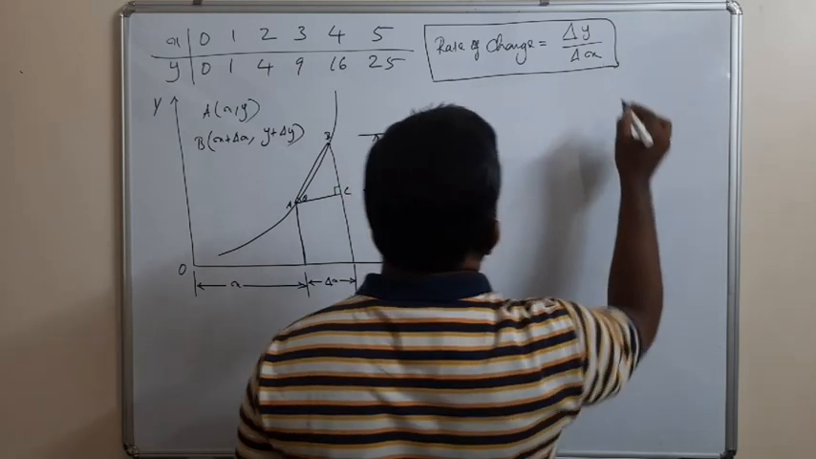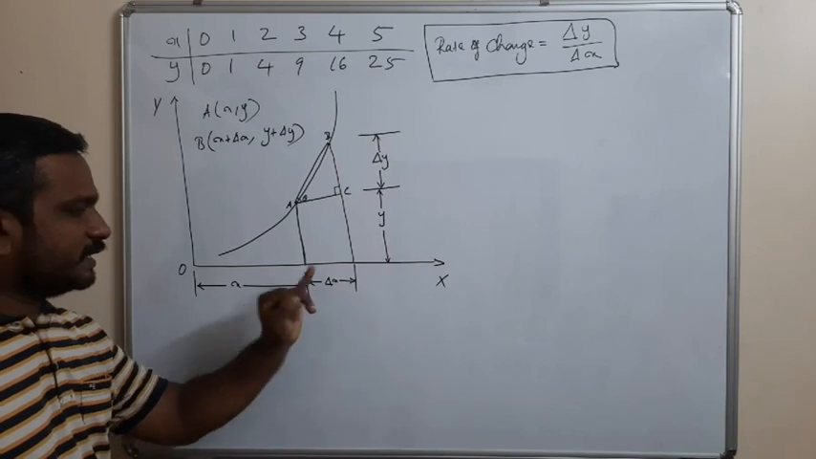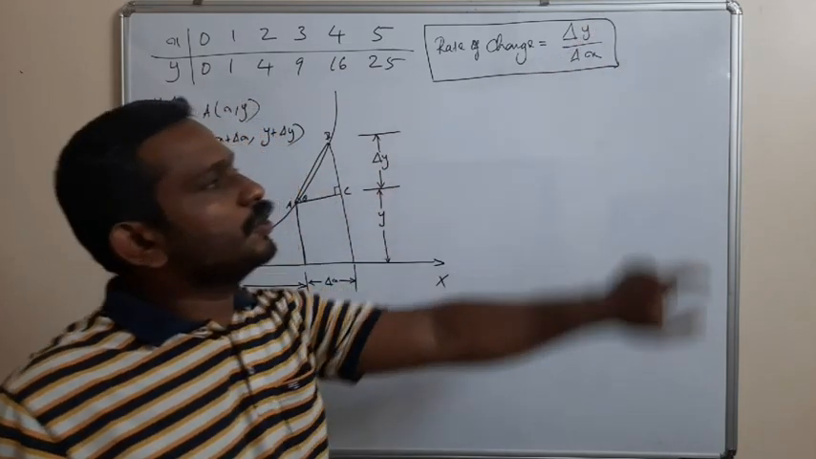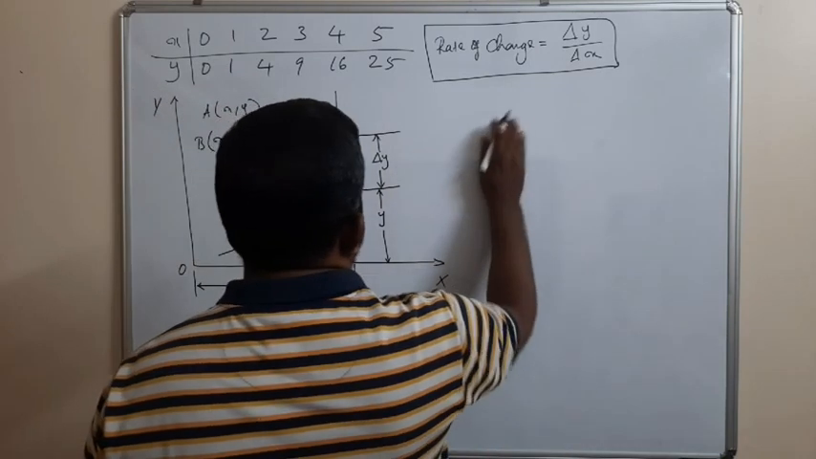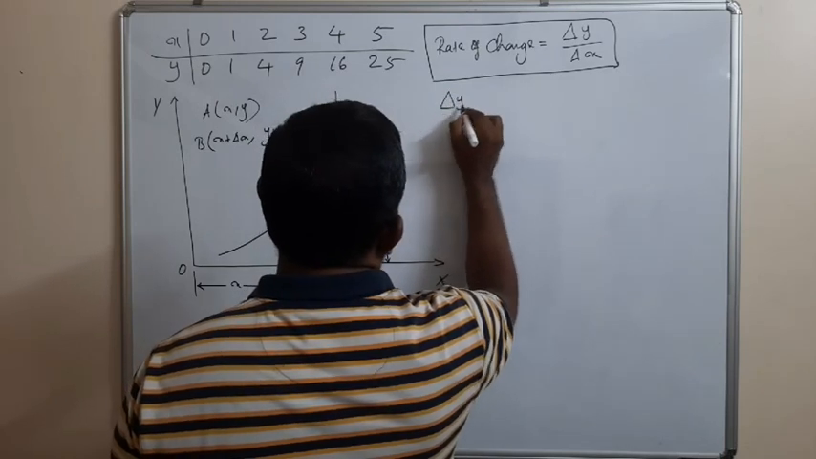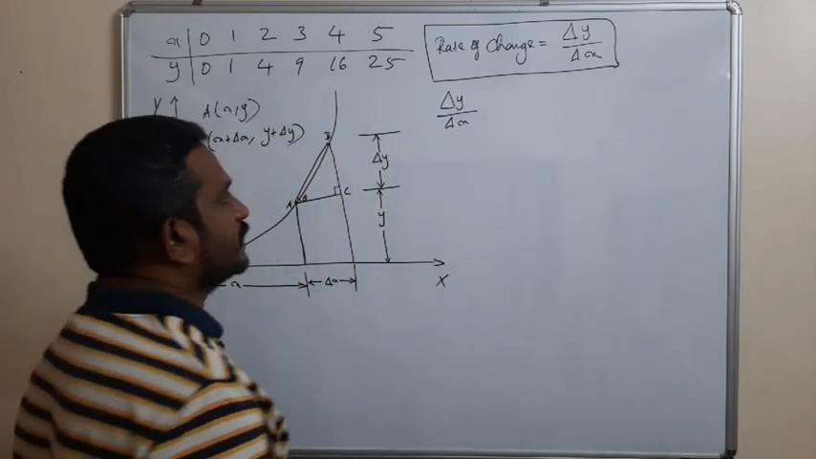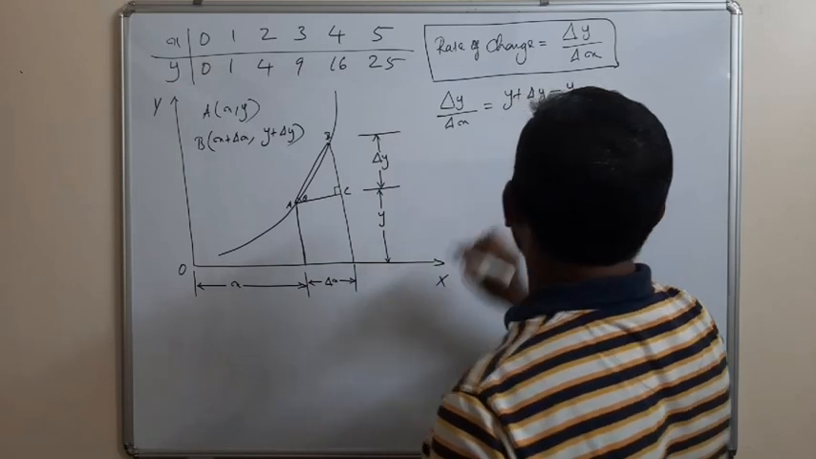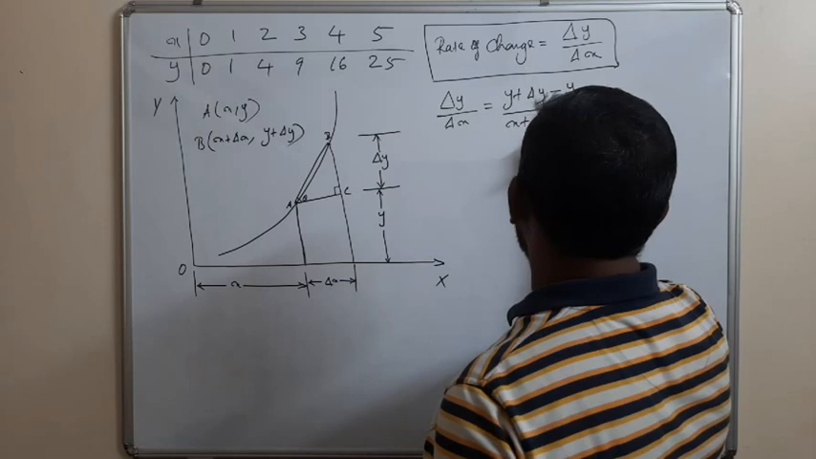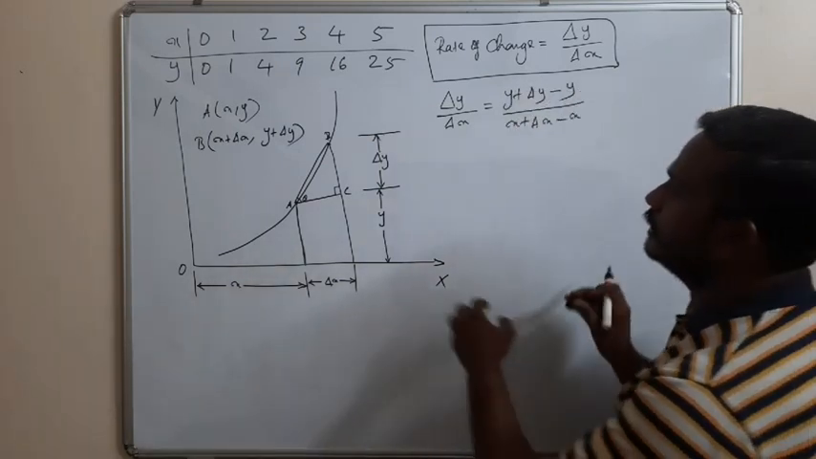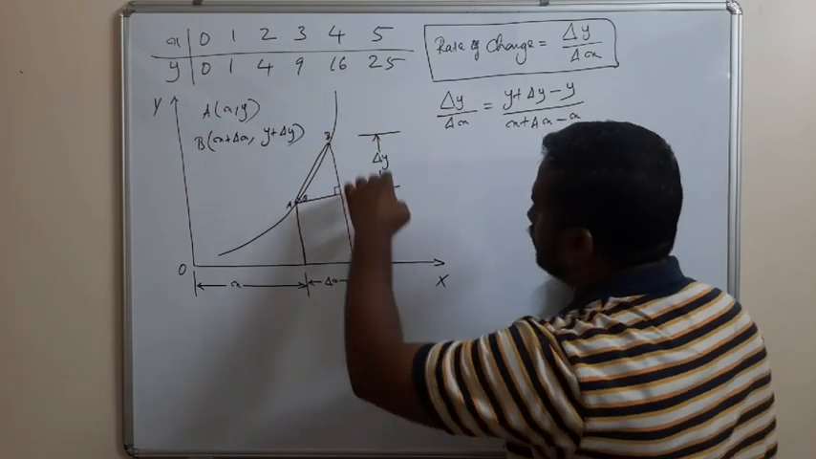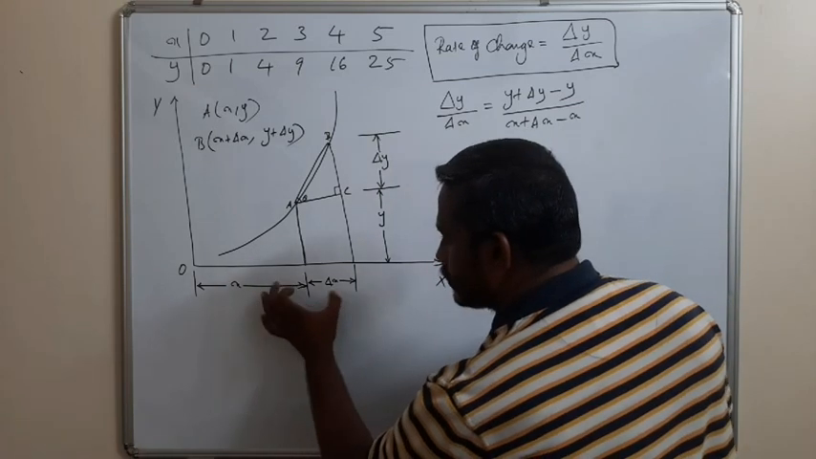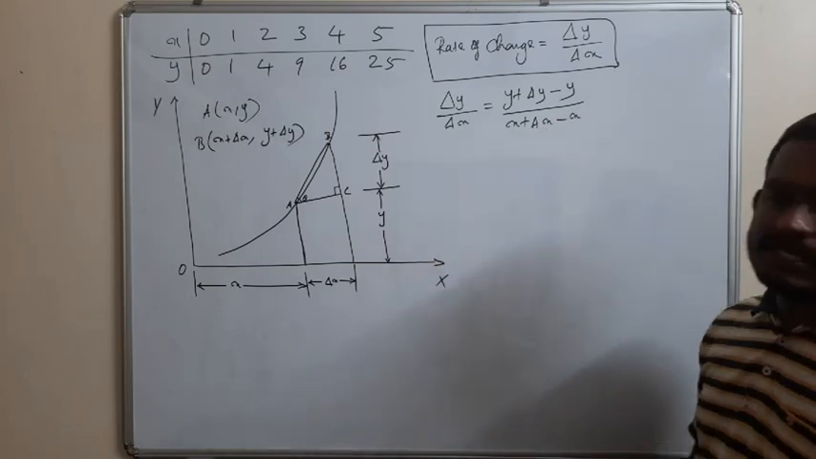So rate of change is equal to delta y by delta x. If x is changed by delta x, correspondingly y is changed by delta y, then rate of change is defined as delta y by delta x, which is equal to y plus delta y minus y divided by x plus delta x minus x. We can write this because delta y means y plus delta y minus y, and delta x means x plus delta x minus x.